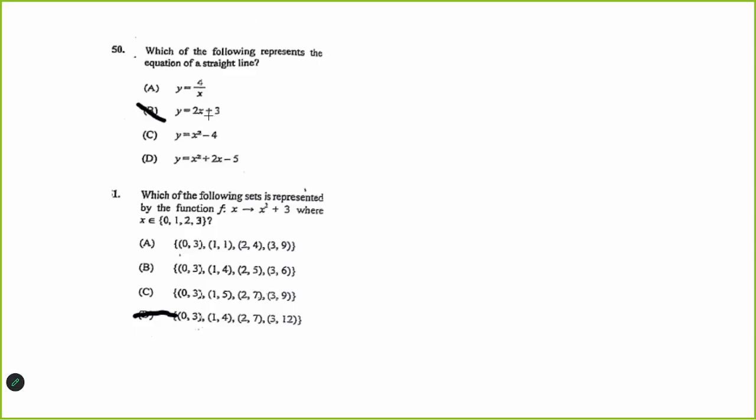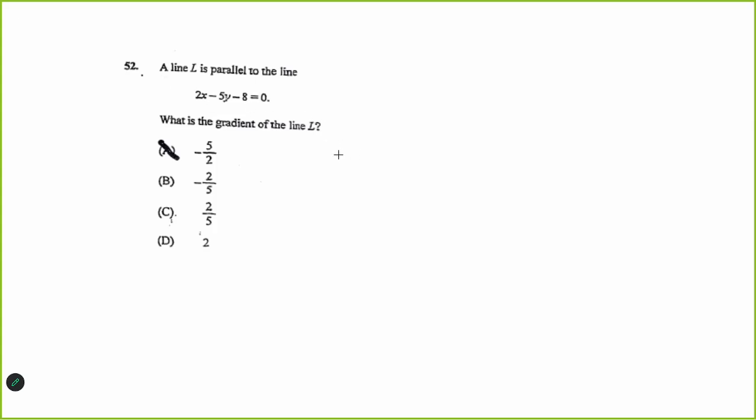Equation of a straight line, y is equal to mx plus c. This would be this. We did this already, like just a minute ago. So you would substitute these values into this. So 0 squared plus 3 is 3. 1 squared plus 3 is 1 plus 3 is 4. 2 squared, 2 2s are 4. 4 plus 3 is 7. So you know this is the answer here.